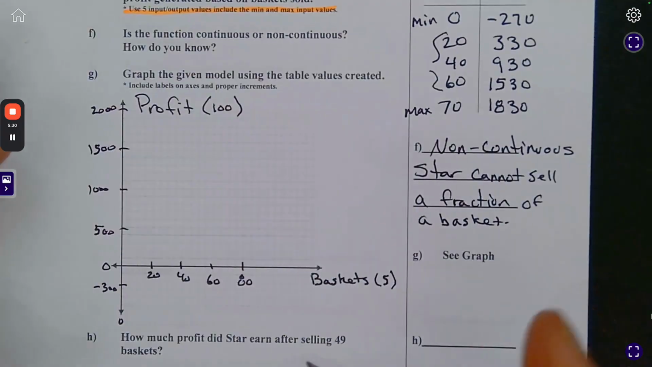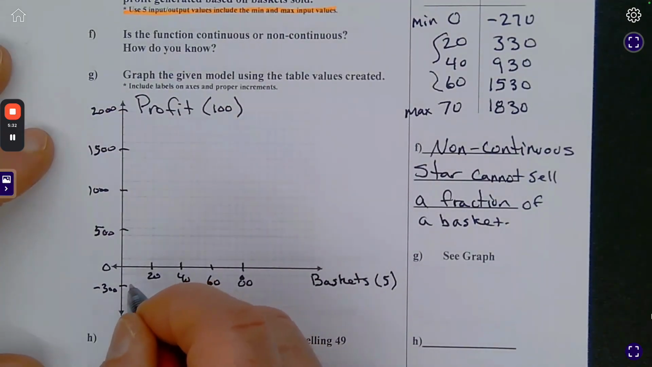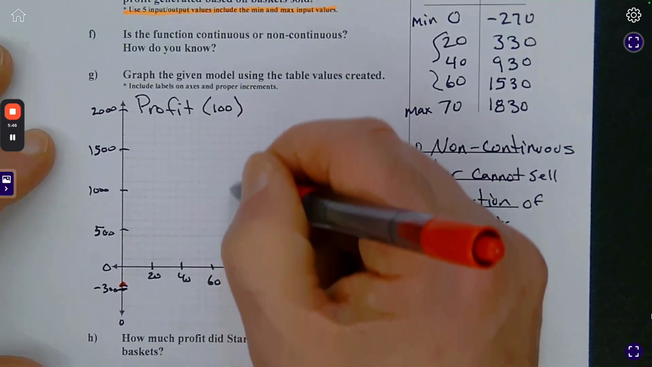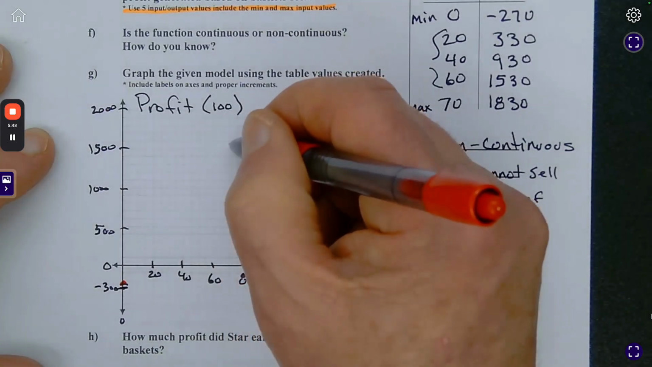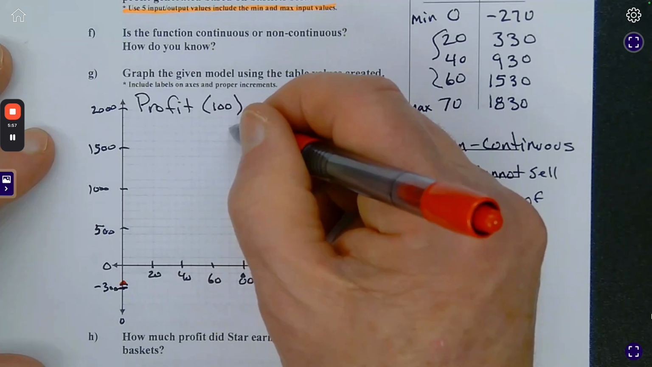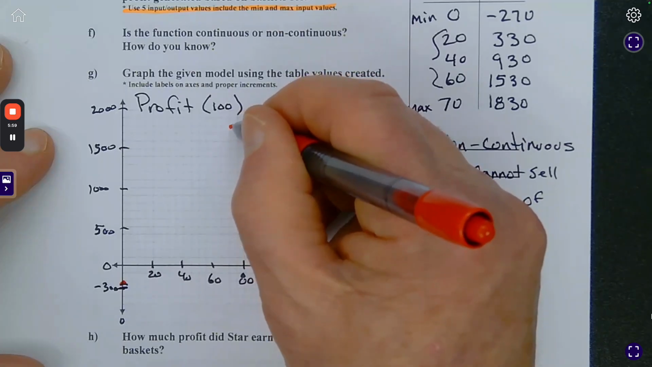So my minimum is 0, negative 270. That's about there, a little over negative 300. My maximum is going to be 1830 at 70 baskets. So that's going to be about, there's 18. No, there's 18. 30 is about there.